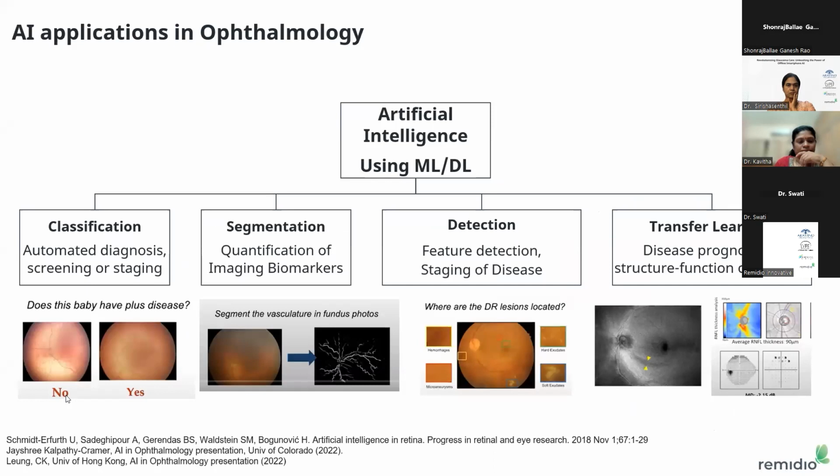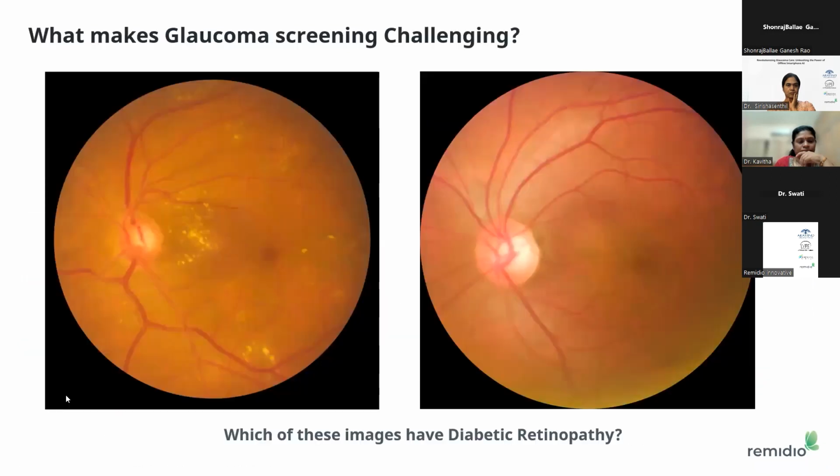Now, there are several applications of AI in ophthalmology, right from anterior to posterior segment. But if we were to broadly look at what are the different tasks that AI can do, it's classification tasks, for example, binary classification, presence or absence of disease. It can do segmentation, where you can look at, for example, segmenting blood vessels and giving quantifiable measurements, or outlining the cup to disc. Then it can look at feature detection and give staging of disease, or transfer learning approaches can be used to look at disease progression. But for today's talk, we'll stick to screening and glaucoma.